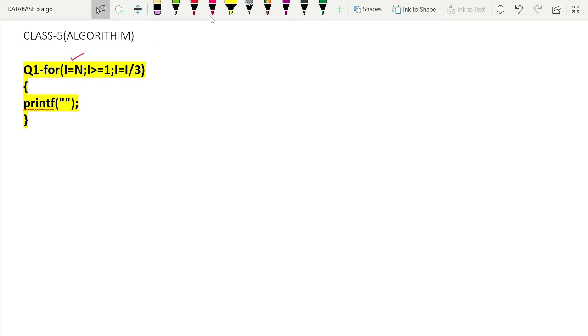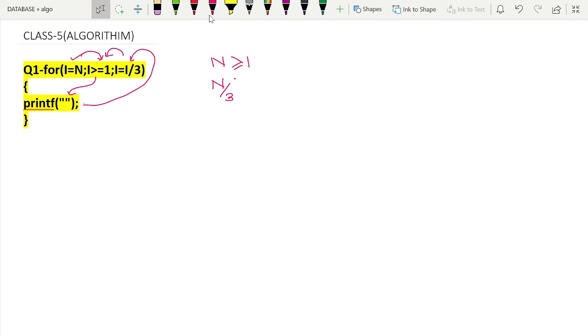Here the I value is being initialized with n. Then it will get checked by this condition: whether I is greater than or equal to 1 or not. If it is, then we come to the loop statement, and after the execution of this loop statement we go to the operation part. Here the I value is first n, then it gets updated to n by 3. Then the same checking procedure is carried on. If it is true, then we again come to the loop statement.